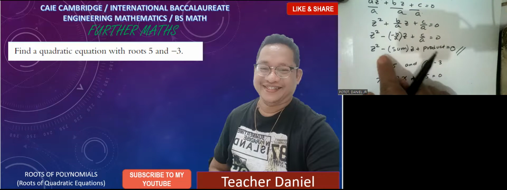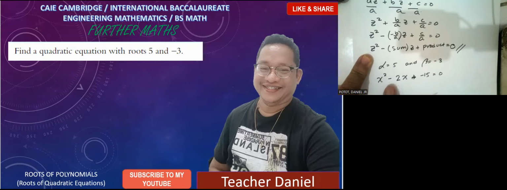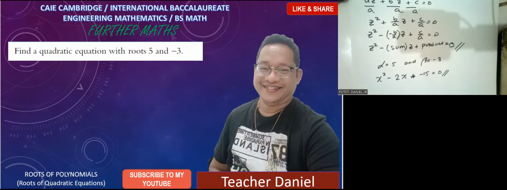Please take a look, because that's the format. x squared minus 2 times x. Where did I get that minus 2? Because it's just minus the sum, and the sum is 5 plus negative 3. Then you have the product, 5 times negative 3, which is negative 15. So that is the final answer for the first one.